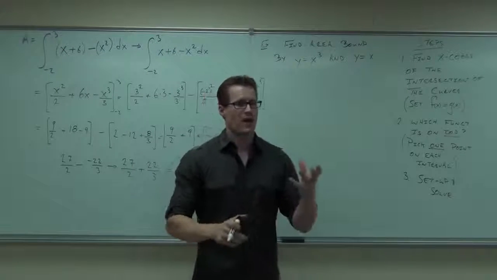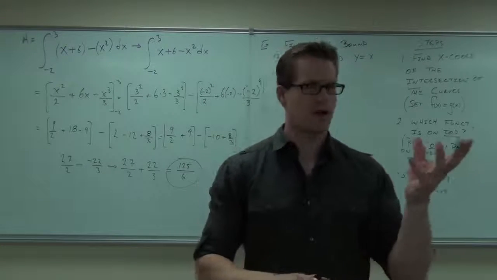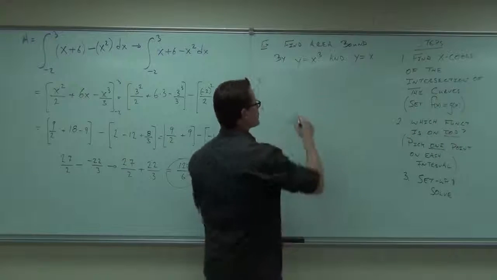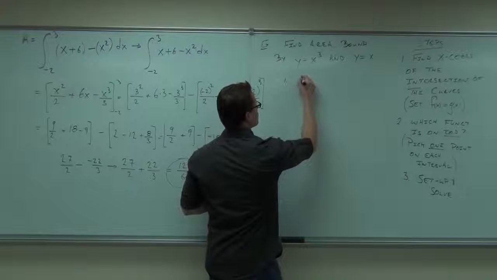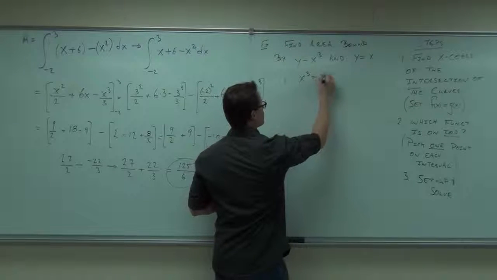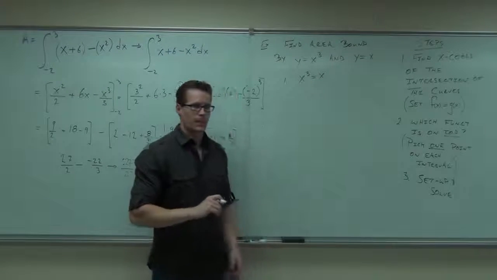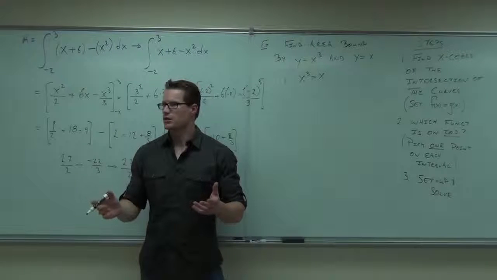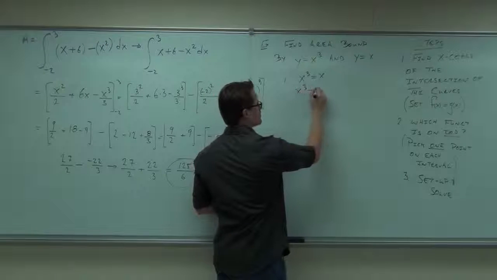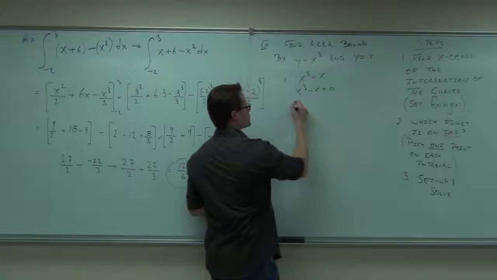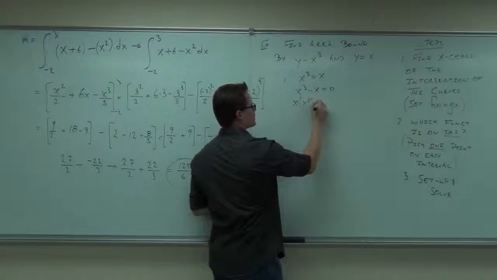Okay, if I don't give you bounds, again, you got to find your bounds. Find your bounds by setting those things equal to each other. That's step number 1. That was the last problem. So you should go x cubed equals x. Solve it by subtracting the x. You're going to get x cubed minus x equals 0. Factor it, of course. You're going to get x times x squared minus 1.